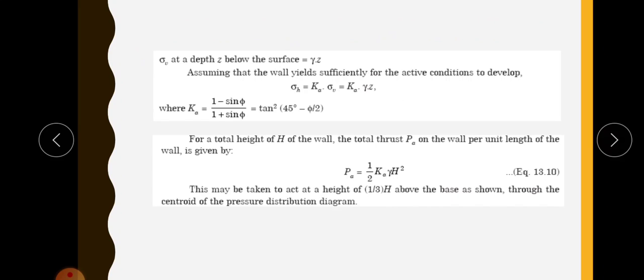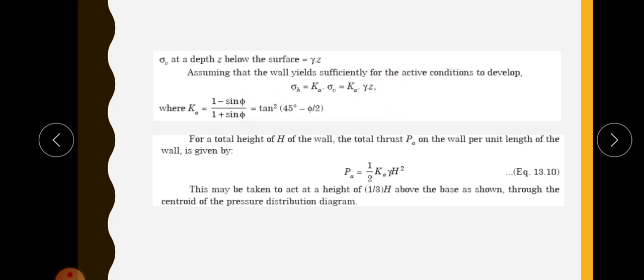So at a depth z below the surface, the vertical stress sigma v is equal to gamma into z, and assuming that the wall yields sufficiently for the active condition to develop, sigma h is equal to Ka into sigma v. That is Ka into the unit weight of soil into z, Ka into gamma z. So this horizontal stress sigma h is equal to Ka into gamma z, where Ka for the active case is 1 minus sin phi by 1 plus sin phi, or tan square of 45 minus phi by 2. Okay, phi is the angle of shear resistance.